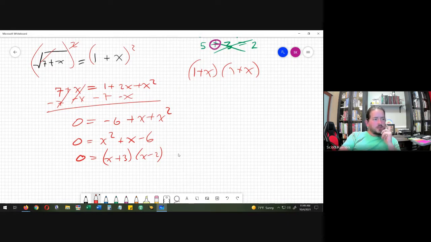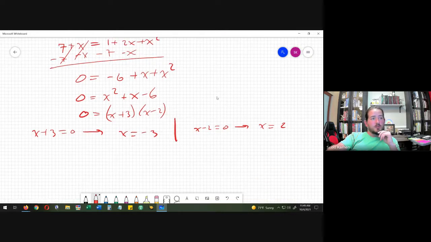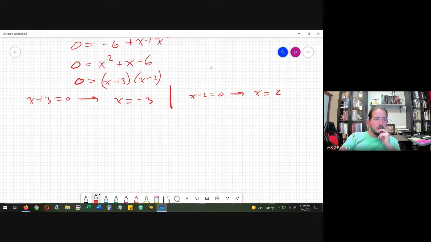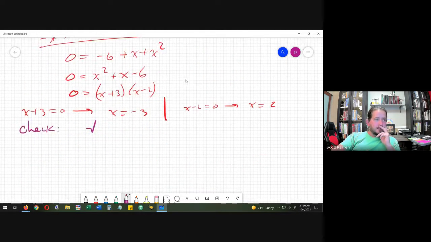And then this would tell me that either x plus 3 is equal to 0, which tells me that x equals negative 3, or that x minus 2 equals 0, which tells me that x equals 2. Both of those are in the domain, so we're okay, but I do need to check. One of these will be valid and one of them won't, most likely. Check. Again, the original function was the square root of 7 plus x.